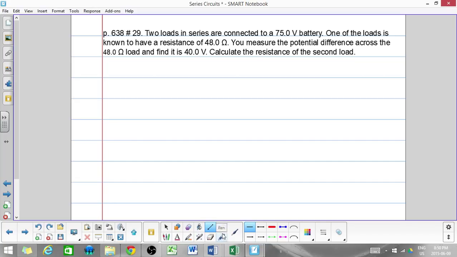Your textbook likes to describe circuits and have you draw them. So that's the first thing we need to do. This one's a little bit different because you're not given all the resistances. Let's just go through this and get it set up. We've got 2 loads in series connected to a 75 volt battery. So it's similar to the last one. A battery and 2 loads.